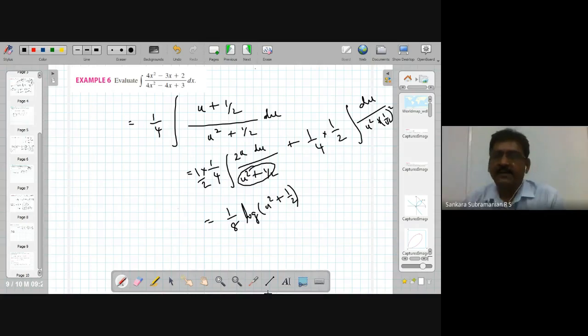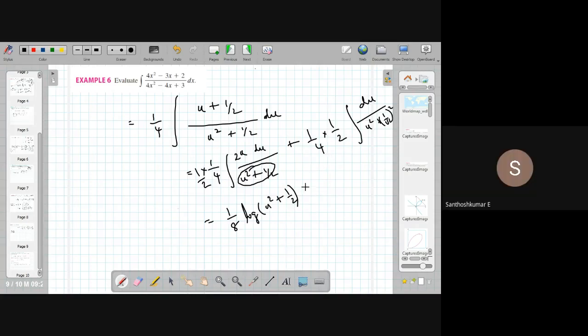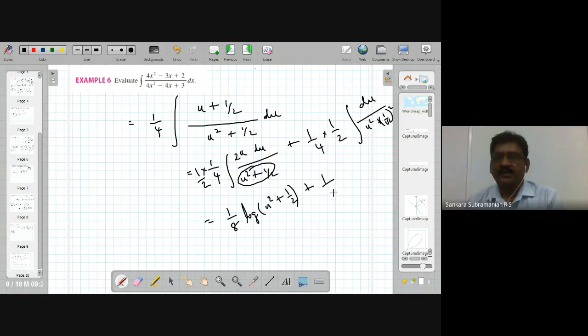And 1 by root here, this is 1 by 8 into root 2. Here a is actually 1 by root 2. So 1 by a means a is 1 by root 2, so 1 by a is root 2. Tan inverse of u by a. u by a means u divided by 1 by root 2, that is root 2 into u.